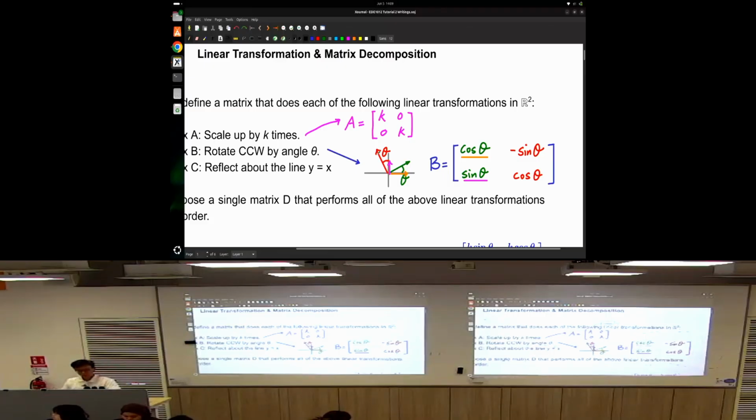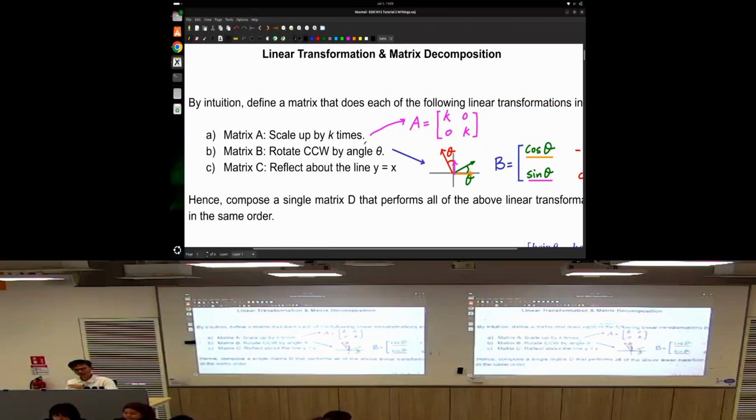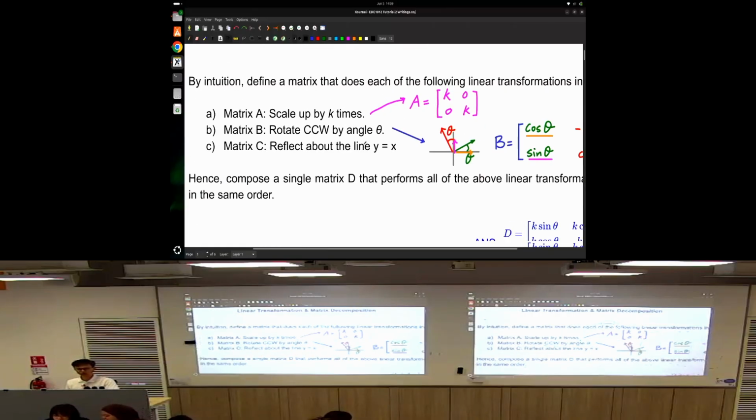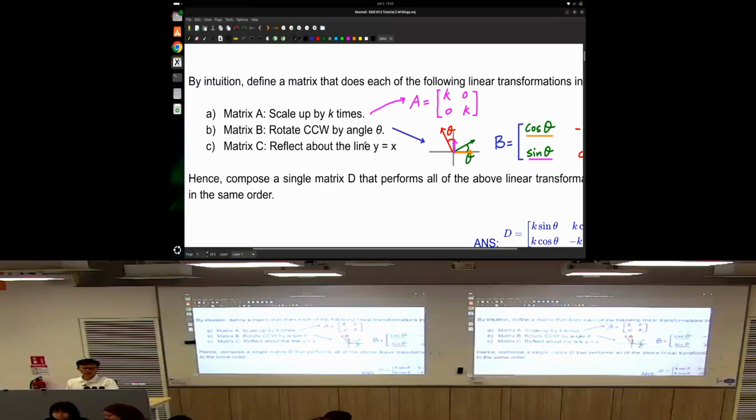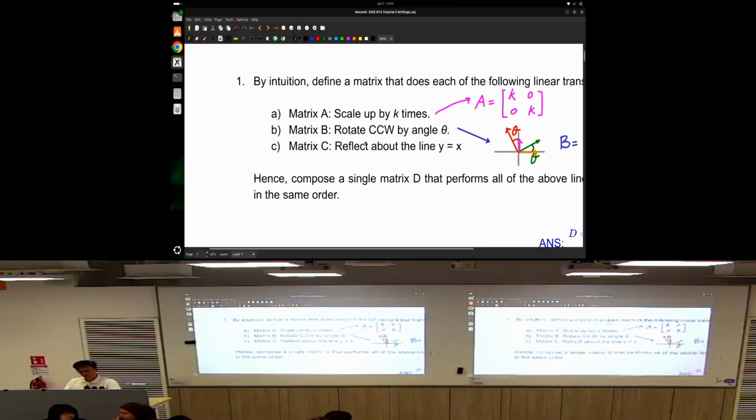So lastly, reflection about the line y equals x. To define the transformation matrix, what we do is just draw out the output vectors. Then after that, just write down the output vectors concatenated. That's all. Now you see that for matrix C, maybe I can also make a quick drawing.